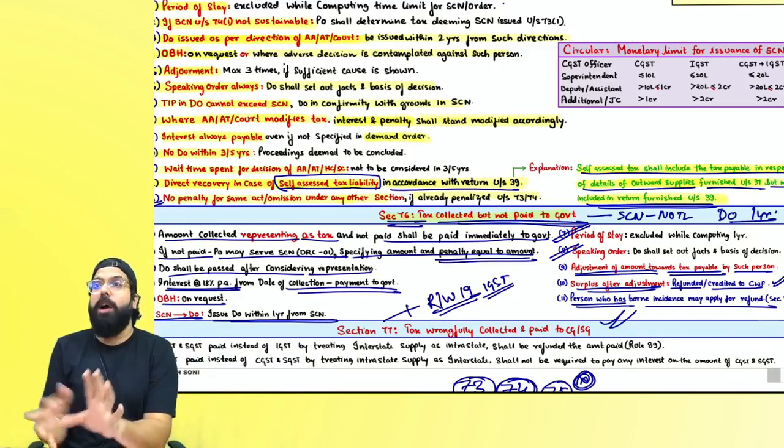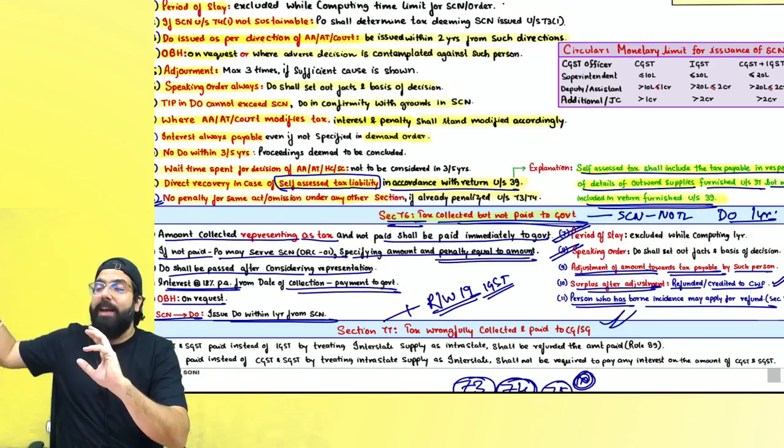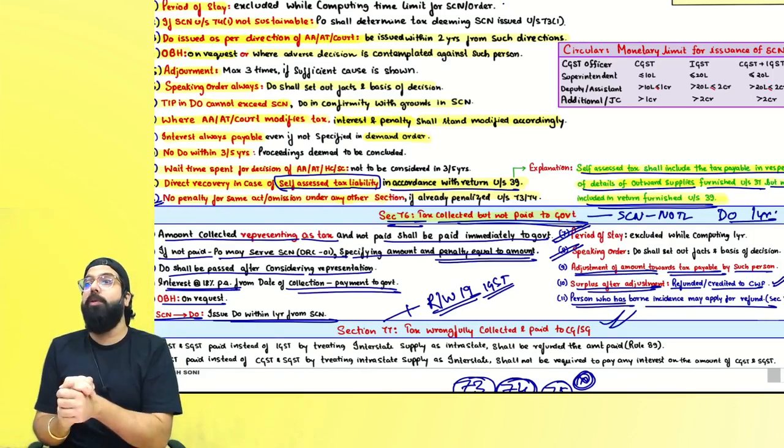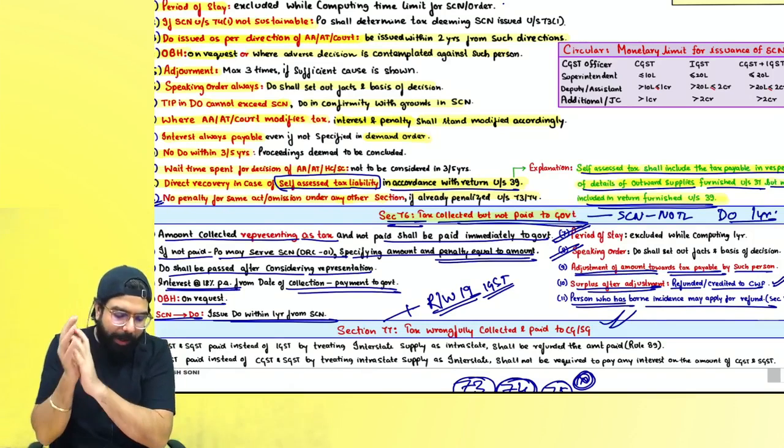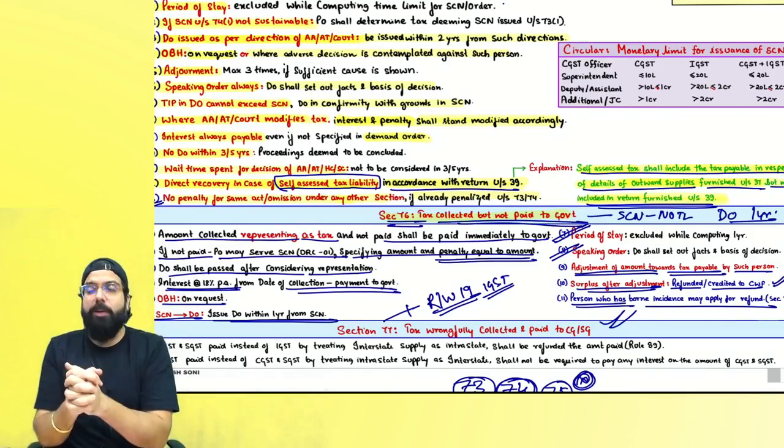But what you can do now is take the CGST as wrong tax, take the refund, and pay the correct IGST. When you are paying IGST, you don't have to pay any interest or penalty. Interest need not be paid. Now listen to me very carefully.